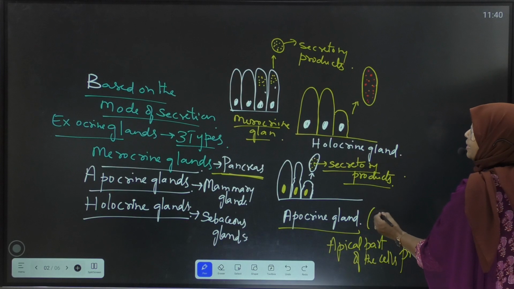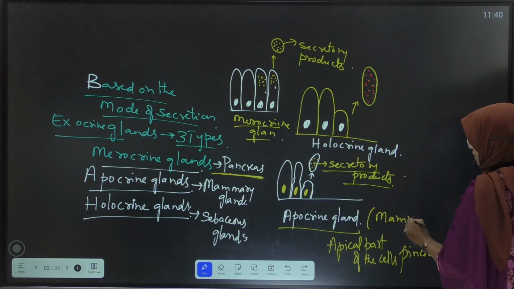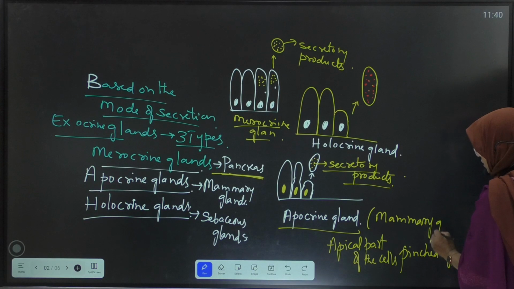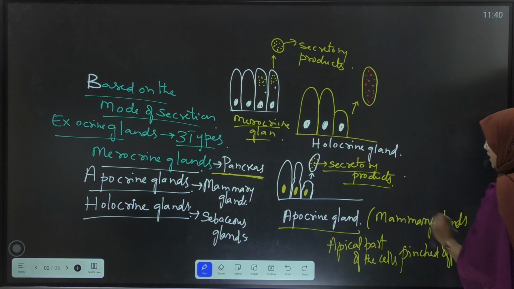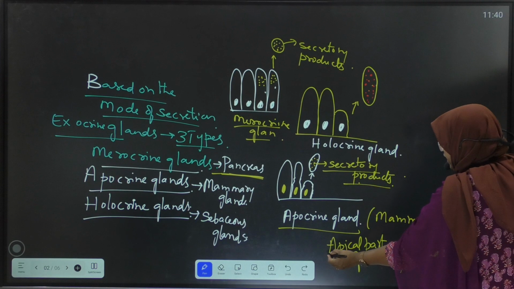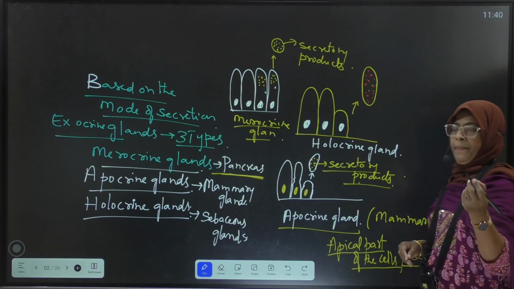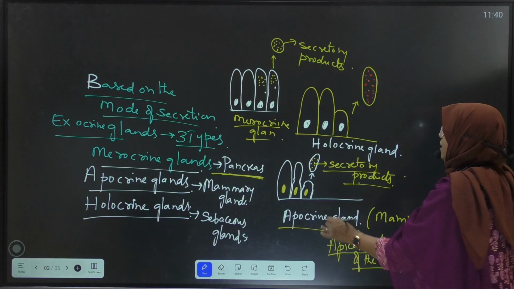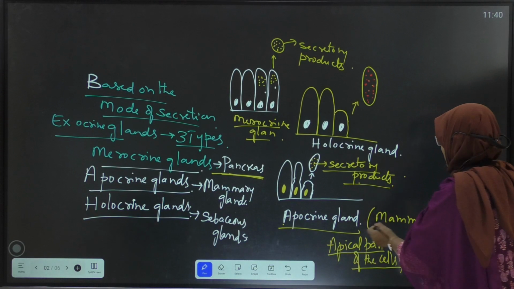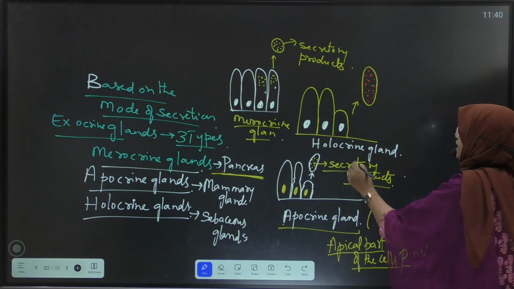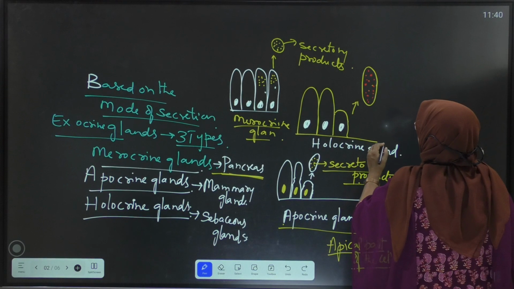Apocrine gland example is mammary glands. During the release of secretory products, only apical part of the cell is pinched off. Means only apical part is lost. Okay, this is called apocrine gland. Example is mammary gland. Next, about holocrine gland.